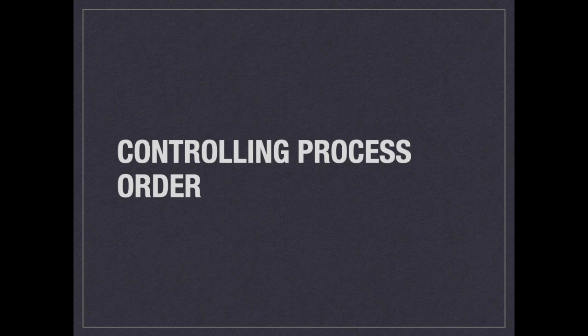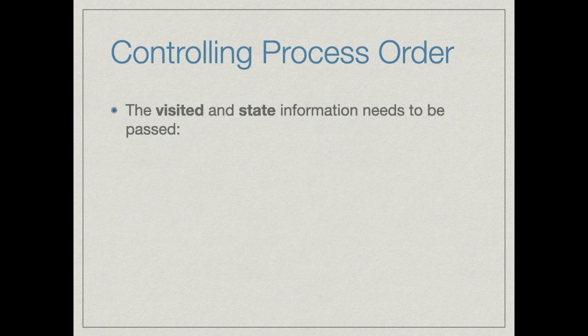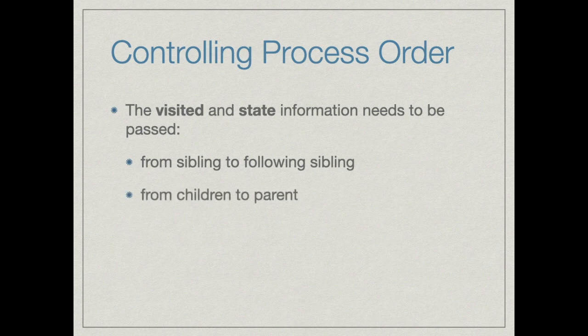This need to update the visited map and state sequence before processing the next node at any given point is probably the biggest challenge in writing the JayParser. We can't simply process all of the children of any given node, because each node depends on the values of both of these variables that result from processing the previous node in document order. That means the visited and state information needs to be passed from sibling to following sibling, and from the children to the parent, and not, as is usual, from parents to children.